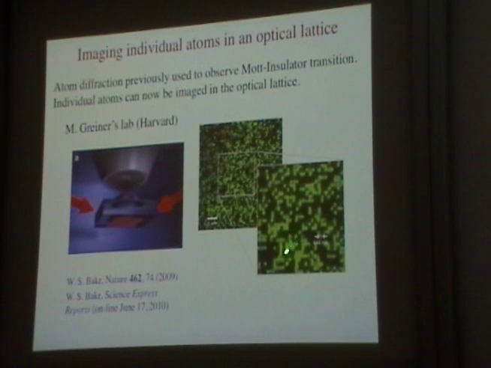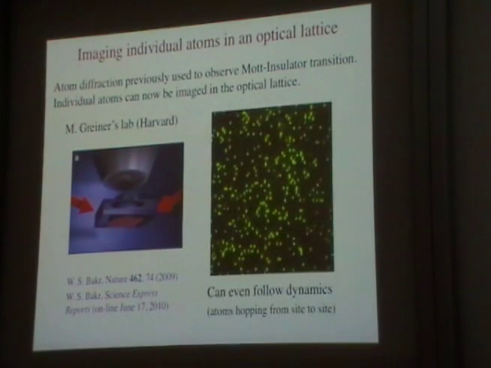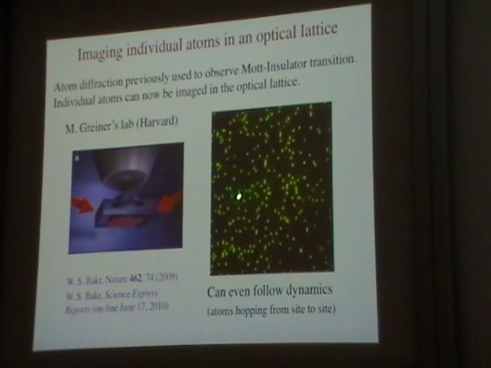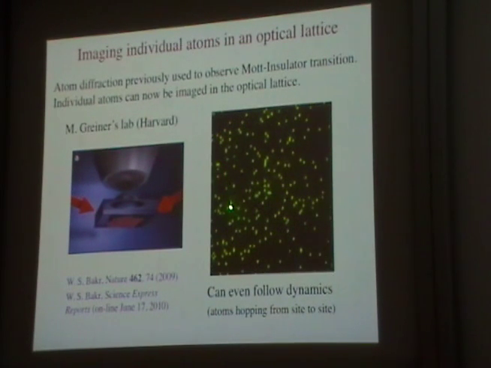Here are some images taken from his paper, where atoms between adjacent wells are only separated by 640 nanometers. This is quite impressive. What's even more impressive is that he can follow the dynamics by taking videos. So these are atoms in the optical lattice hopping from site to site. You can see a few of these atoms hopping from well to well, so you can follow this in time. And you can get into the Mott insulator regime and see various structures as it crosses over into a Mott insulator. So in some sense, this is state-of-the-art.